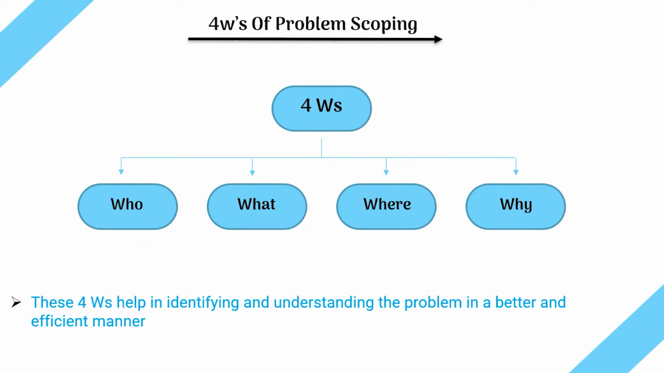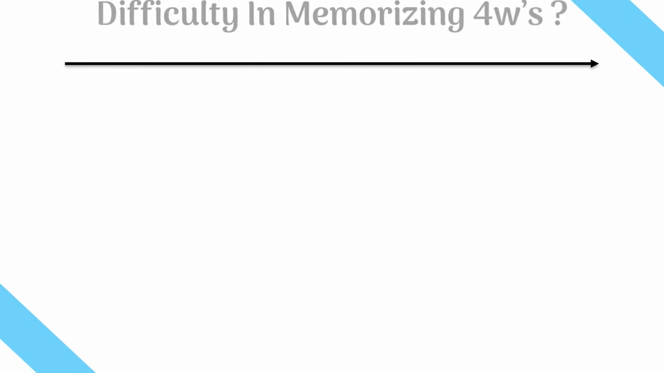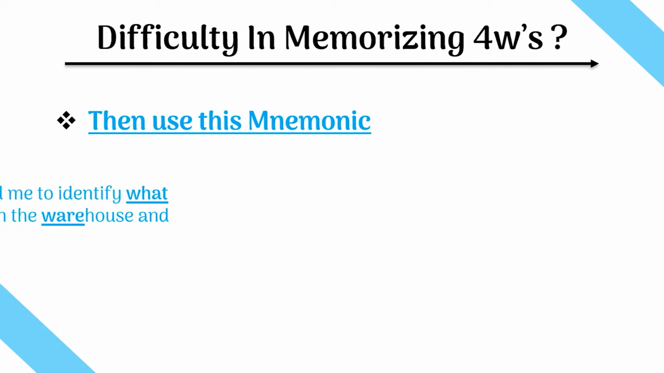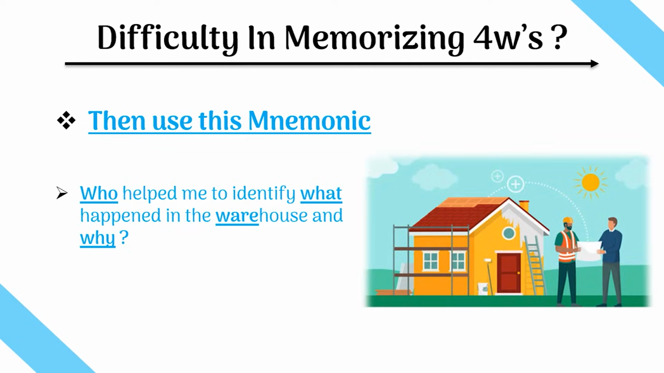Sometimes students have difficulty in memorizing the 4 W's. So I created one mnemonic for that: Who helped me to identify what happened in the warehouse and why. Okay, let's move on to each W separately now.